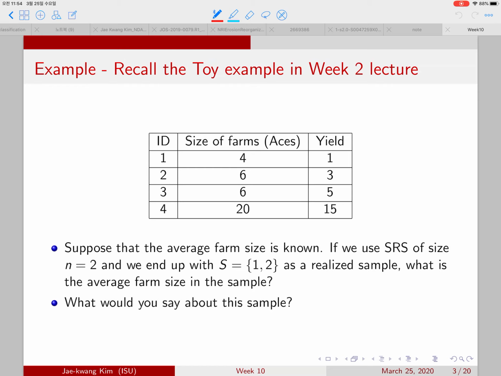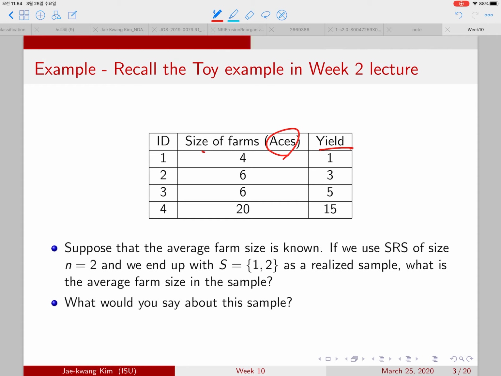Okay, to motivate the ratio estimation, let's consider the example that we covered in the week 2 lecture. In a town, there are 4 farms, and the sizes in acres and the yields of a particular crop are listed in the table. We use this example to illustrate simple random sampling and the concept of probability sampling. Now, suppose that the average farm size is known. So what is the average farm size?